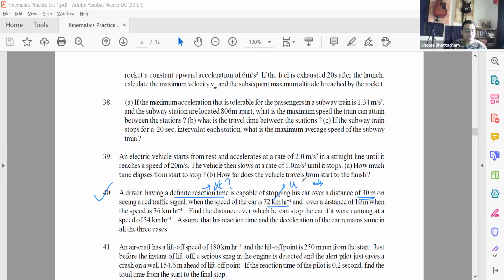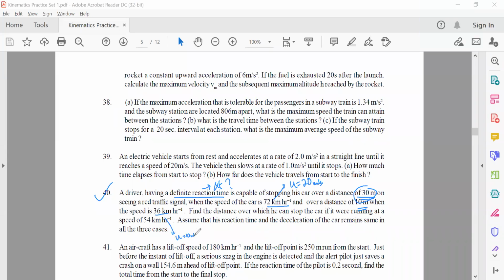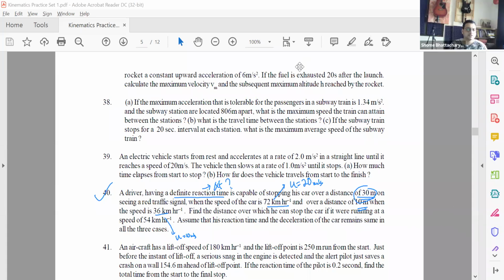So when the initial speed is 20 meters per second, he can stop the car at a displacement of this. And over a distance of 10 meters, when the initial speed is 10 meters per second. So we have to find what is asked. So let's understand this question.